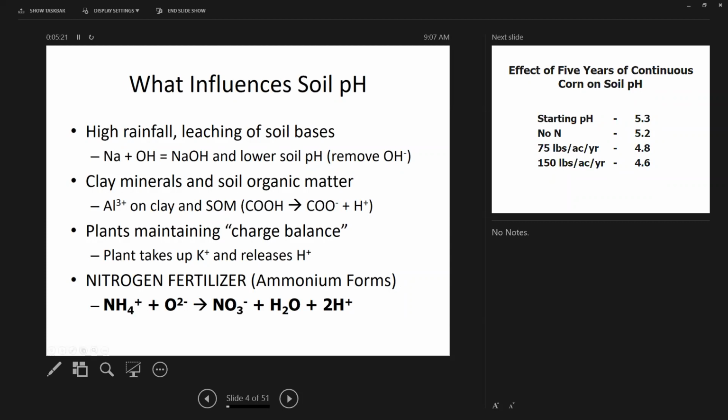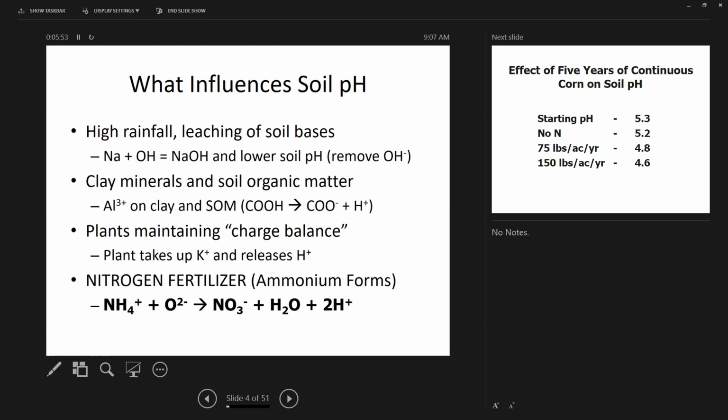Another mechanism that changes pH in our soils is the plants maintaining a charge balance. They like to maintain their current status. So if a plant takes up a cation, it's going to release a cation. For example, if a plant takes up 1 potassium, it's going to release a potassium or a hydrogen. If it takes up a calcium, that's a 2+, it's going to release 2 hydrogens.